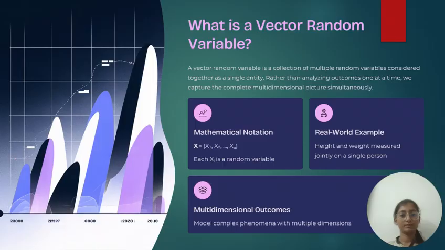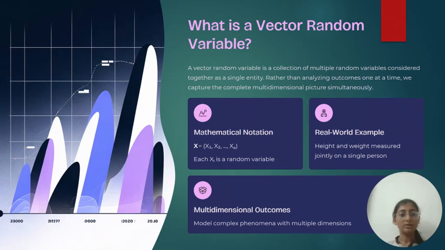joint distribution. What do you mean by a vector random variable? A vector random variable is a collection of multiple random variables considered together as a single entity. Rather than analyzing outcomes one at a time, we capture the complete multidimensional picture simultaneously.